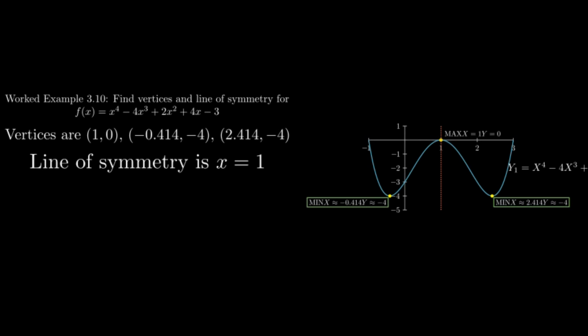To confirm, the line x equals 1 acts as a mirror for the graph. The left side is a reflection of the right side, so we have found our vertices and the line of symmetry. In summary, the GDC's maximum and minimum features are essential for finding vertices. These vertices, in turn, help us determine the range of the function and can reveal lines of symmetry.